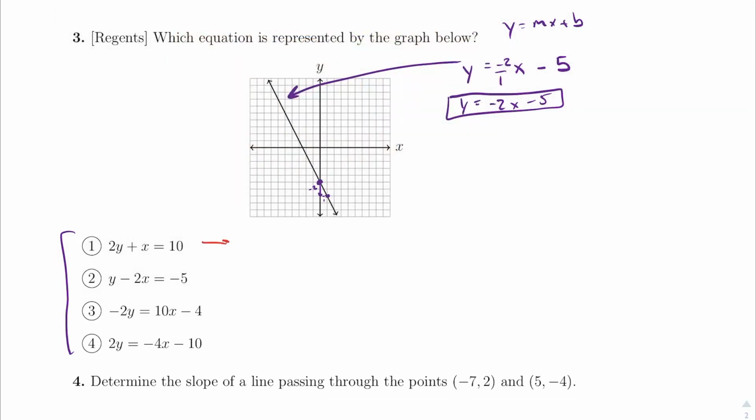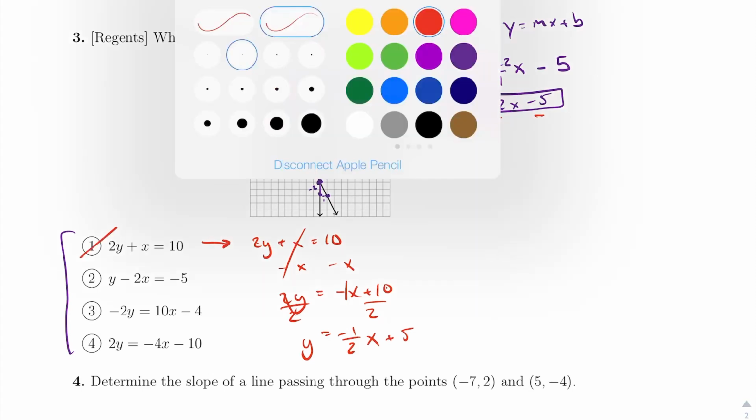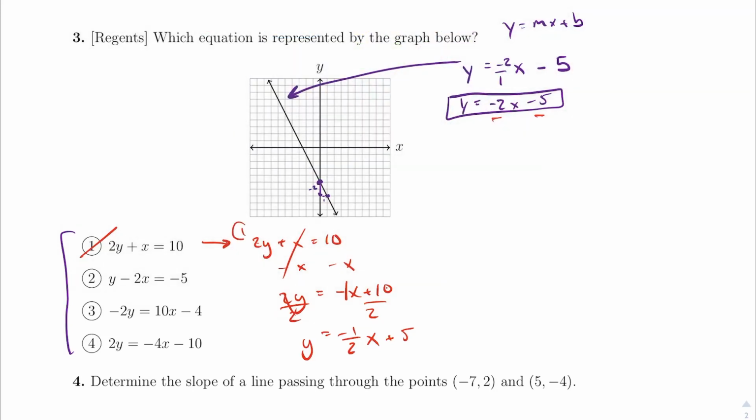If we look at choice number 1, solving for y, minus x on both sides, 2y equals -x plus 10. Divided by 2 on both sides, y is equal to -1x, so it'll be -1 over 2, which can't be simplified, x, plus 10 over 2 is +5. Now, this equation does not match the slope nor the y-intercept, so that's out. Let me just mark that as choice number 1 that I was testing there.